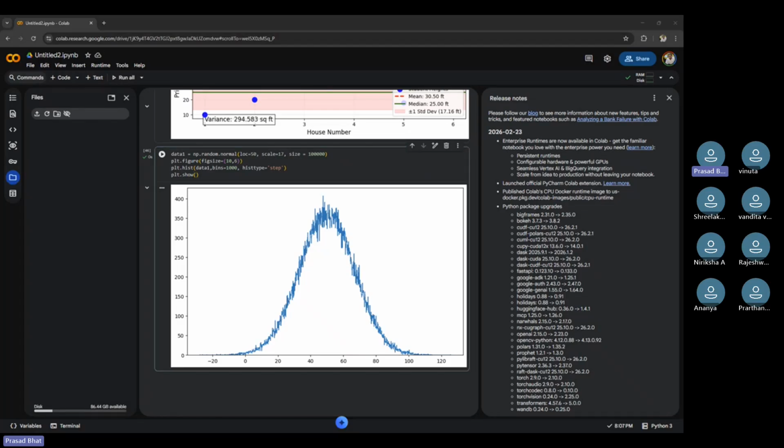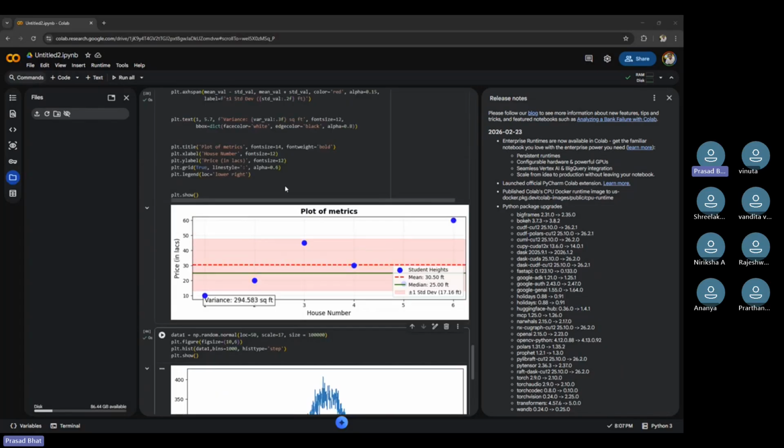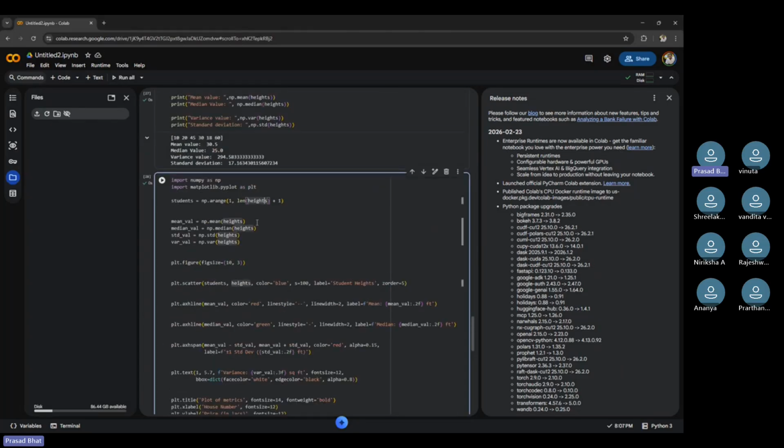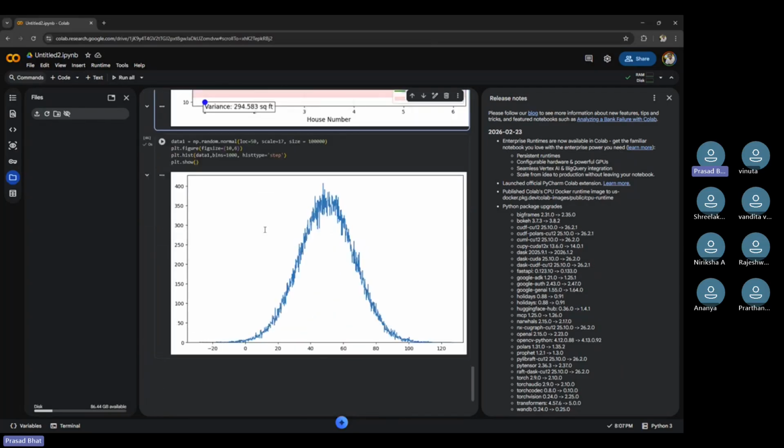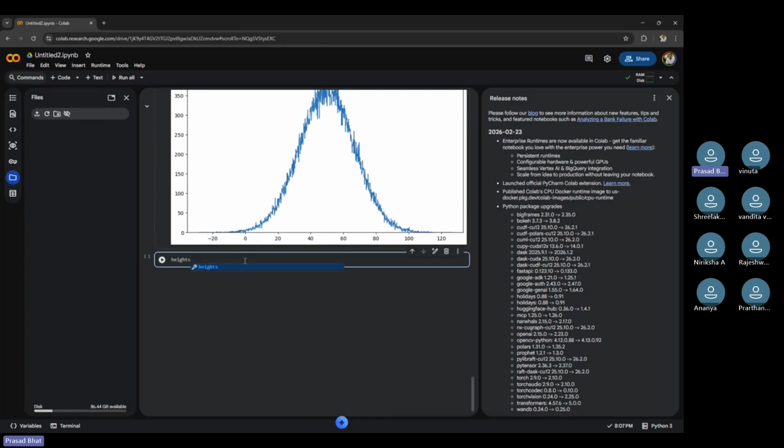What else do I have to show you today? About this one, the students' heights. Let me take the same thing. The errors MSE and MAE, mean absolute error and mean squared error, I will discuss specifically in the linear regression segment. I just wanted you to get introduced. That's all. So this is the array that we have.